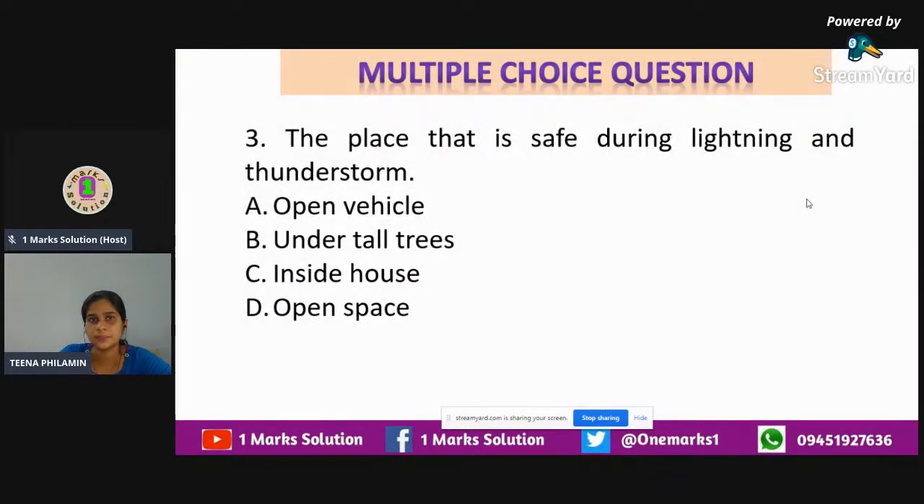The next question is, the place that is safe during lightning and thunderstorm. Four options are given here: open vehicle, under tall trees, inside house, open space. Among these four options, the safest place during lightning and thunderstorm is inside house. Open vehicle is not a safe place during lightning. Under tall trees is not safe because lightning will attract tall trees. And open space is also not a safe place during lightning and thunderstorm. So it is inside house that is safe during lightning and thunderstorm.